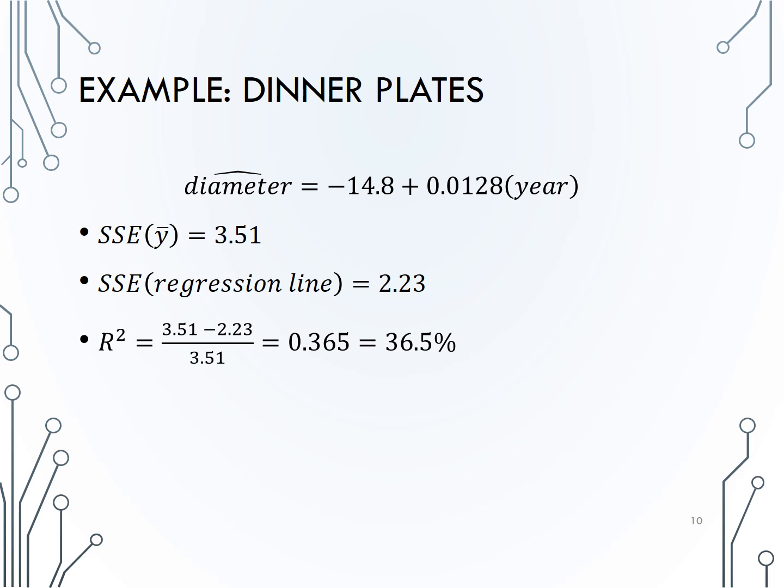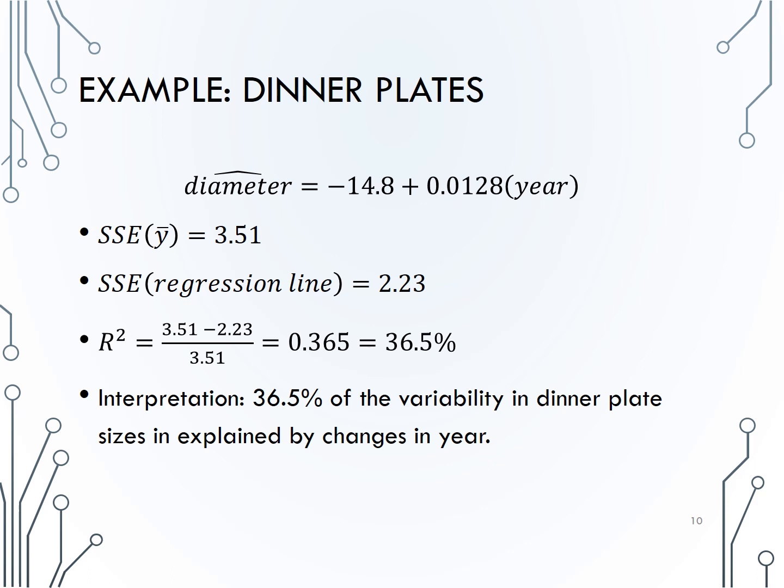How would we interpret that value? We would say 36.5% of the variability in Y, dinner plate sizes, is explained by changes in X, year.